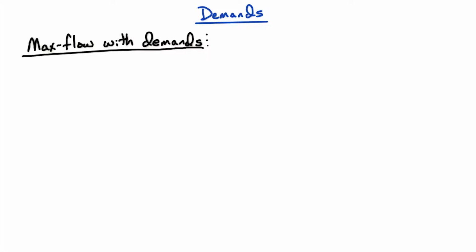Let's look now at a generalization of max flow problem. We're going to add in demand constraints along every edge. We're going to see how to reduce this generalization of the max flow problem to the standard max flow problem. Let's formalize this generalization of the max flow problem.